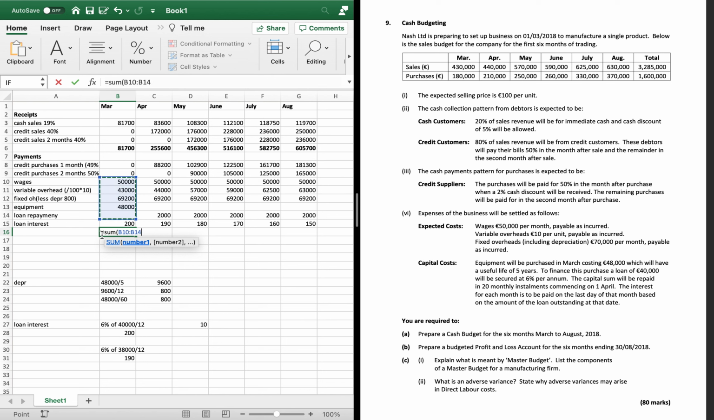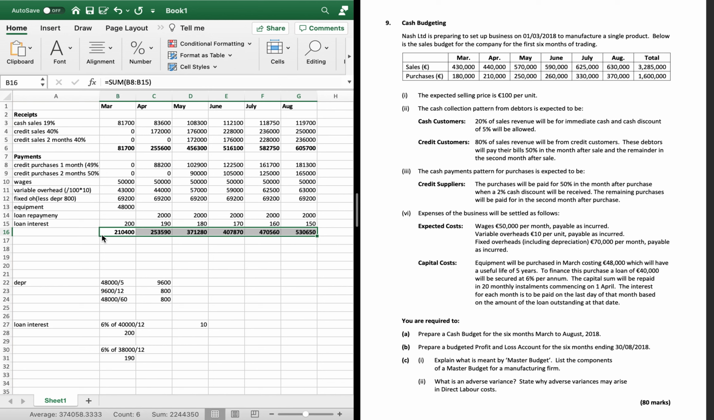So what we're going to do is add up all of our expenses. We get 210,400 there, and we'll just add them the same each across. So our total payments are those. Now I hope they're right.